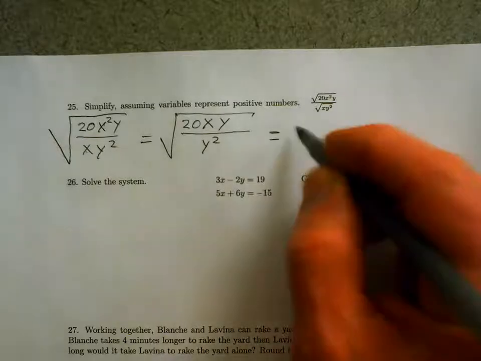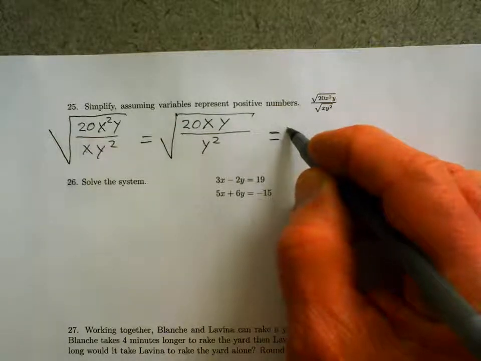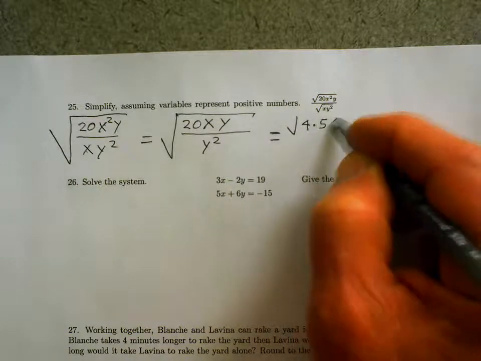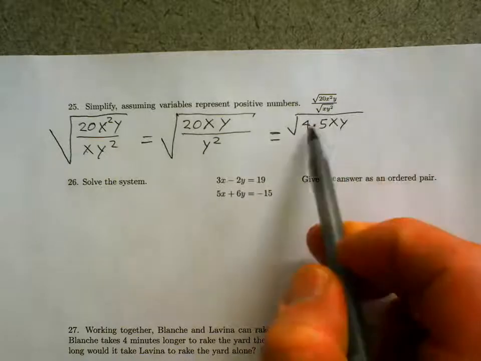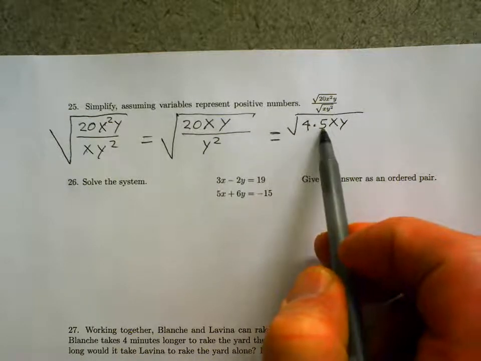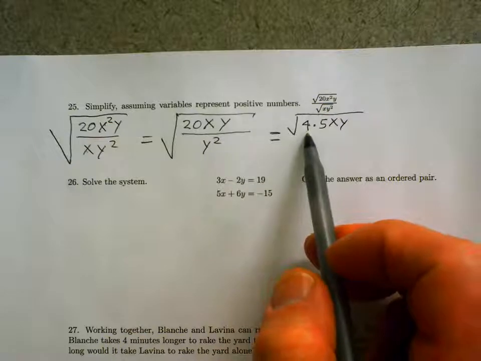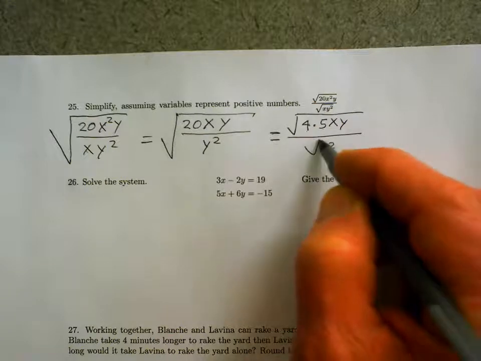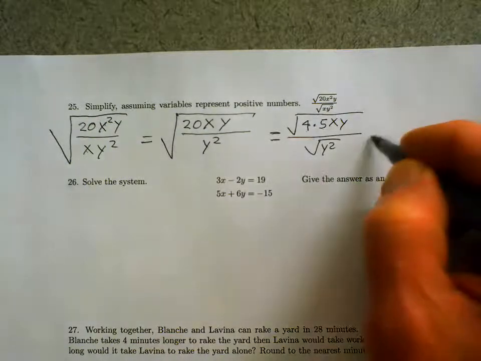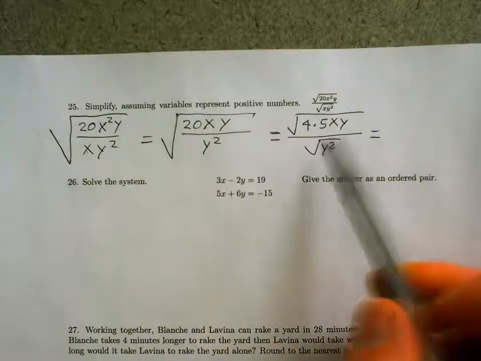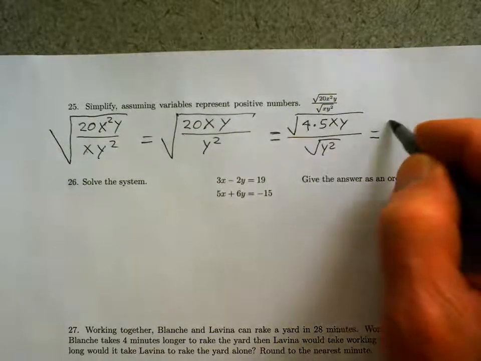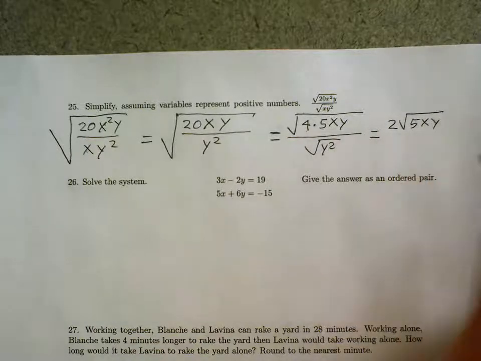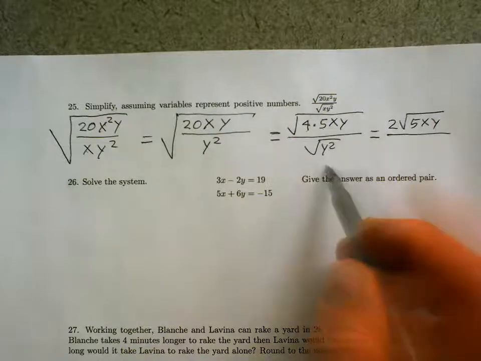And then we can rewrite this as the square root of 4 times 5 times xy in the numerator, because 4 times 5 is 20. And the largest factor of 20 that's a perfect square is 4. And then the denominator is the square root of y squared. And then the last step, simplify the numerator. The square root of 4 is 2. So in the numerator, we get 2 times the square root of 5xy. And in the denominator, the square root of y squared is y.